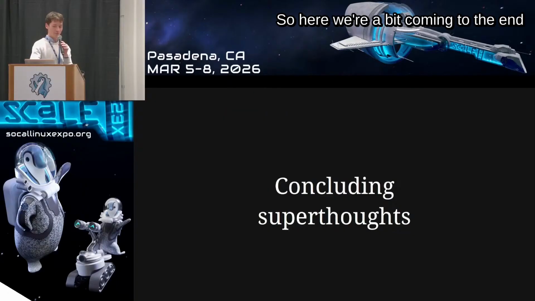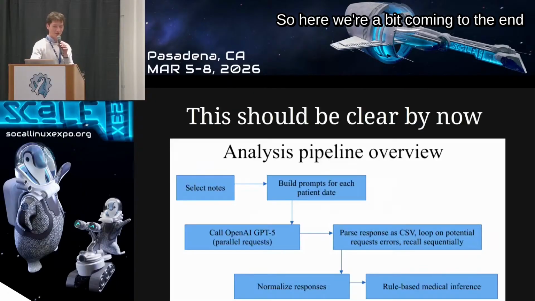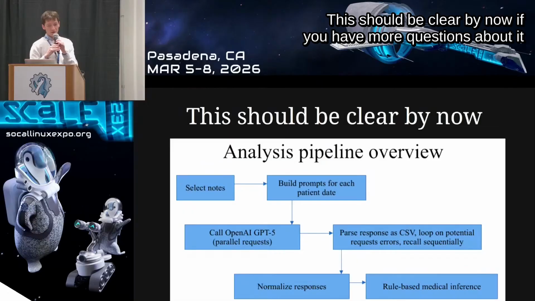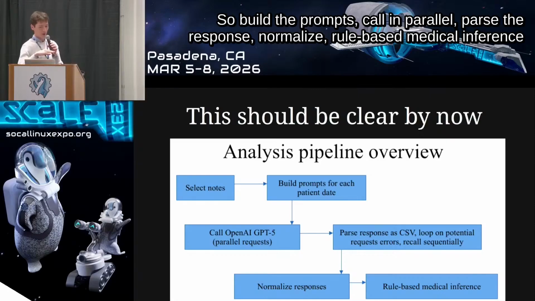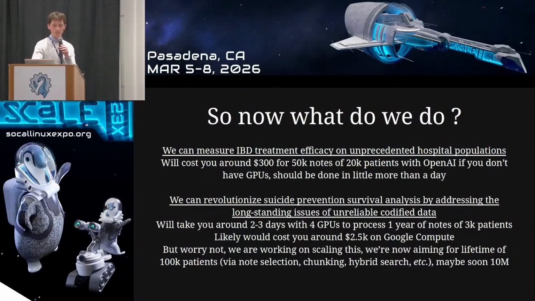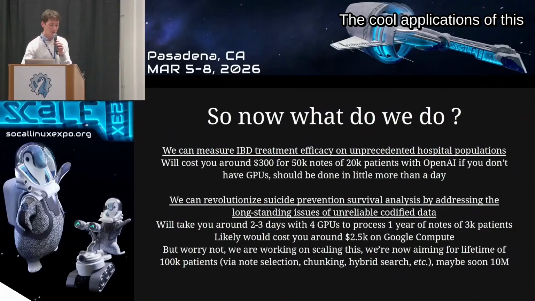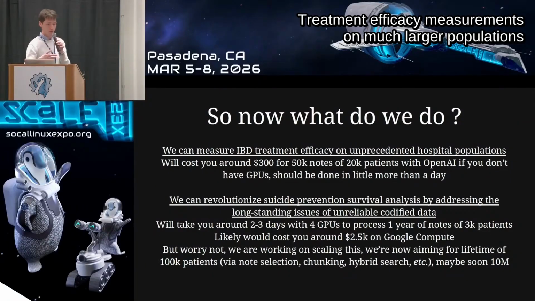So here we're coming to the end. This should be clear by now, if you have more questions about it. So: build the prompts, call in parallel, parse the response, normalize, rule-based medical inference. The cool applications of this: treatment efficacy measurements on much larger populations.